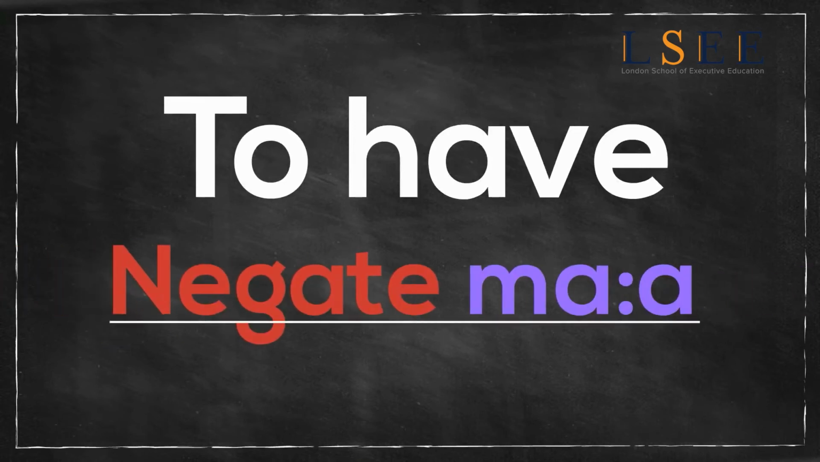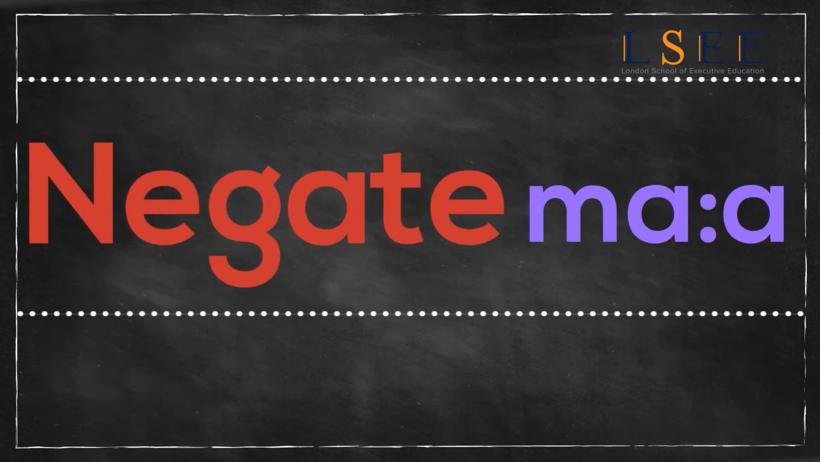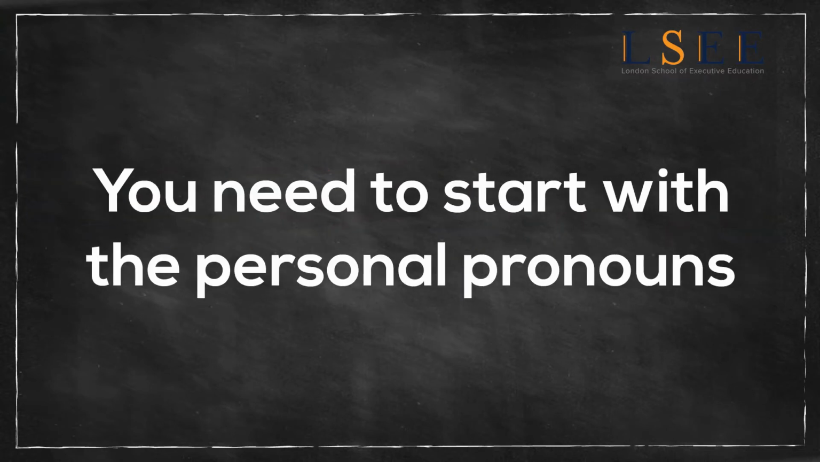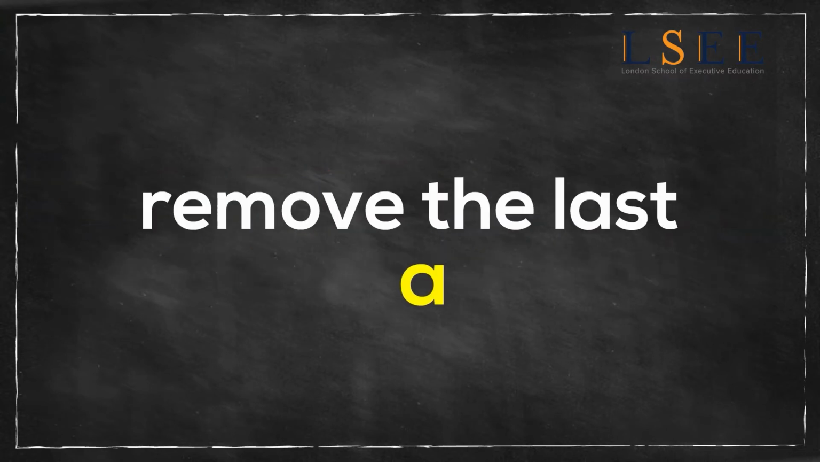Welcome to the verb to have. Option 1, negative form. In this lesson, we will see how we negate the preposition مع to express not to have. You first need to start with the personal pronouns and remove the last A from مع.